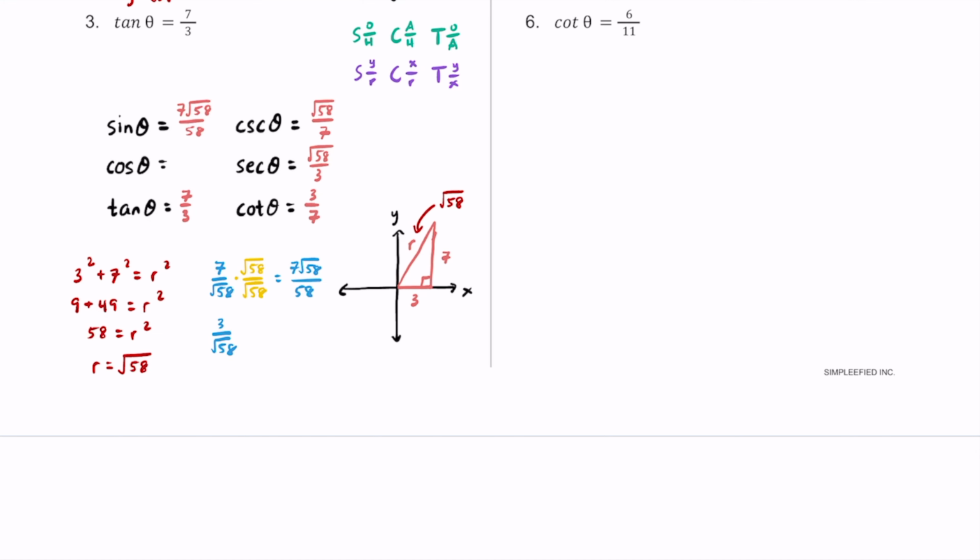Okay, so secant is done now, but let's go ahead and rationalize the denominator for cosine. So let's multiply by root 58 over root 58. So on the top, we're going to get 3 root 58, and on the bottom, we're just going to get 58. So cosine of theta here is going to be 3 root 58 over 58. Sorry, I forgot to write it earlier, but this is where theta is, in case you were wondering.